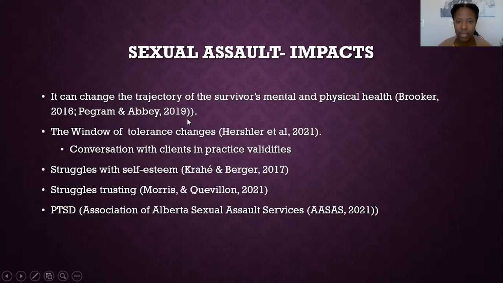So we know for sure that mental health and physical health are affected, based on the ACE study, if you're familiar with that, the Adverse Childhood Experience Study. You can find a lot of information on that as it relates to how sexual assault affects the survivor's mental and physical health. The window of tolerance, so that changes. And the window of tolerance, I'll speak more about that on the next slide.